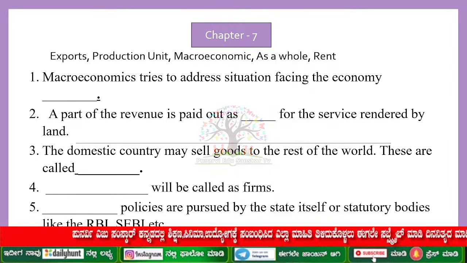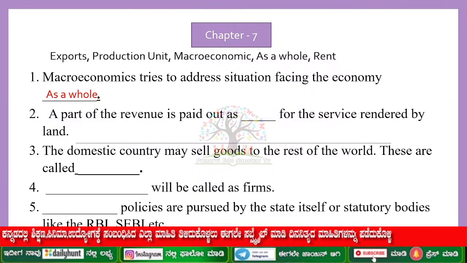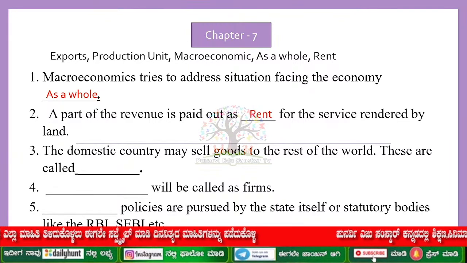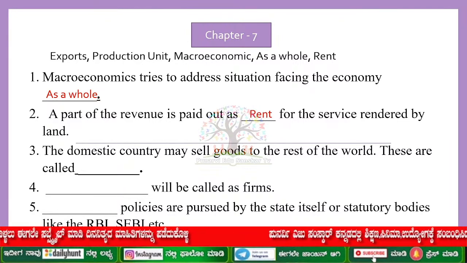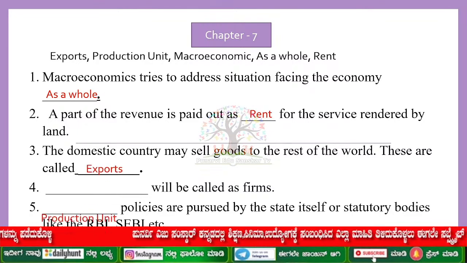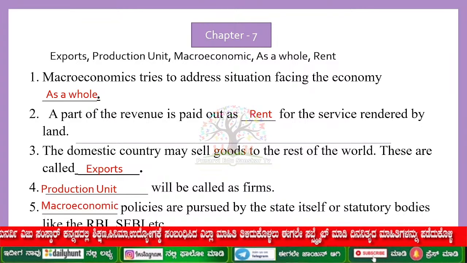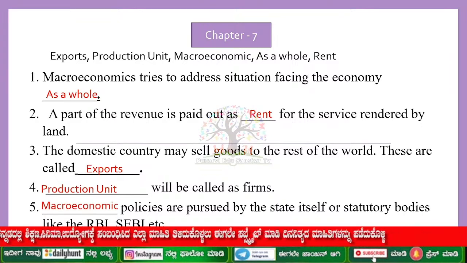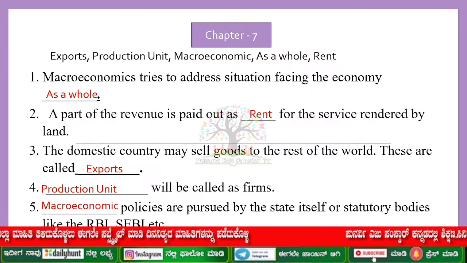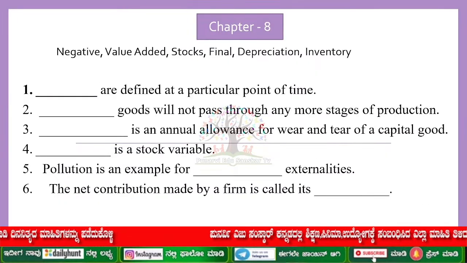Macroeconomics tries to address situations facing the economy as a whole. Part of revenue is paid out as rent for the services rendered by land. The domestic country may sell goods to the rest of the world. These are called exports. The production units will be called firms. Macroeconomic policies are pursued by the state itself or statutory bodies like RBI, SEBI, etc.